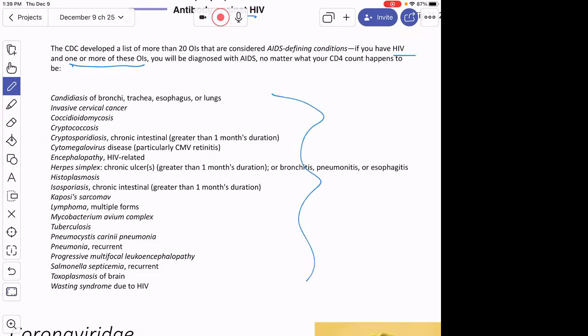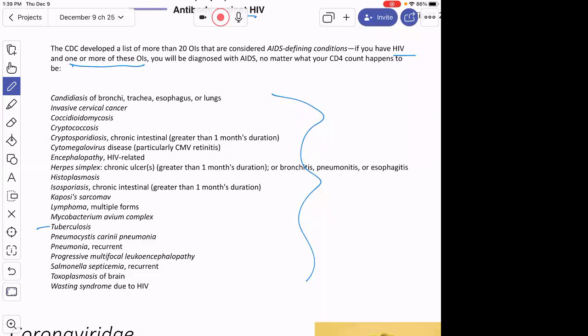There's a few of these things that a healthy person can get, like tuberculosis, but somebody with AIDS is a lot more likely to get tuberculosis. And there's a lot of fungal things or things that, again, a healthy person wouldn't normally get. So that's a big red flag that a person is HIV positive.